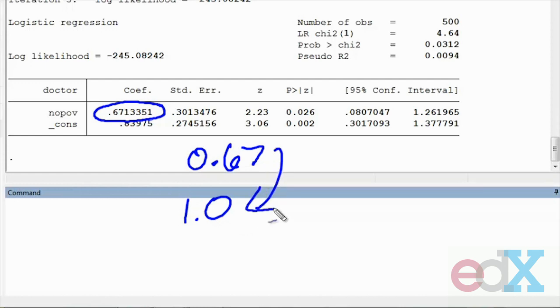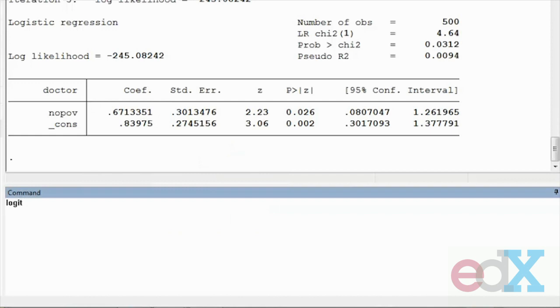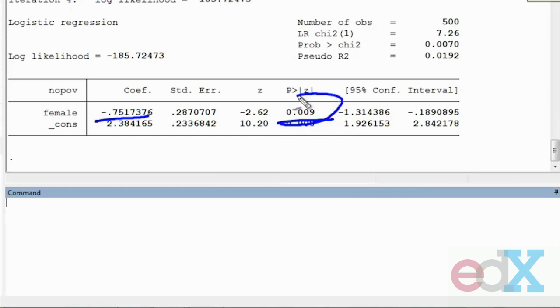And when I add a covariate into a regression model and I see a big change in my odds ratio, this tells me that there is evidence of confounding by gender in this scenario. Further, if I fit a logistic regression model and look at the relationship between no POV and female, I find that there is a negative association between female and no POV and that this is statistically significant. So it appears that females are more likely to be in poverty. So gender is associated with poverty level.